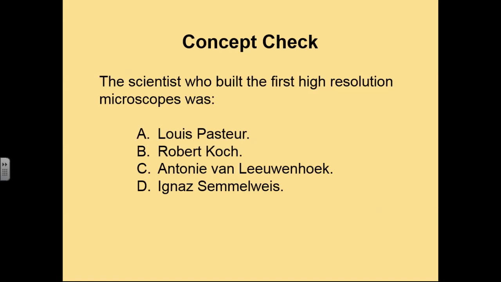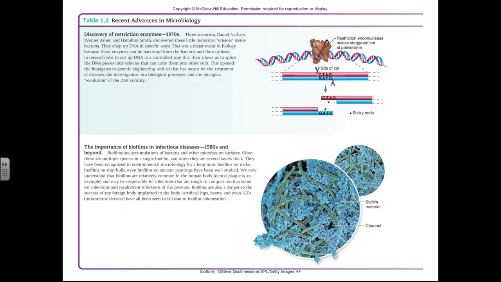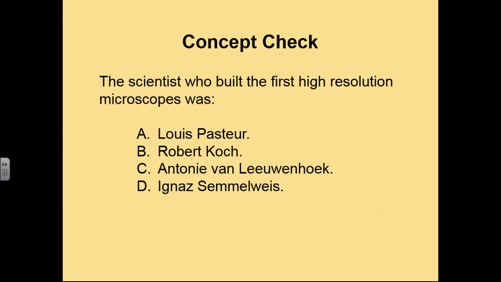So, quiz time. Who is the scientist who built the first high-resolution or precision microscopes? Was it Pasteur, Hooke, Leeuwenhoek, or Ignaz Semmelweis? If you don't remember, you can rewind this presentation or flip back in your PowerPoint slides. Hopefully, you were able to come up with Antoine Leeuwenhoek as your answer. So C, Antoine van Leeuwenhoek. I'm not even going to try to say it. And that wraps up this section, the brief history of microbiology.